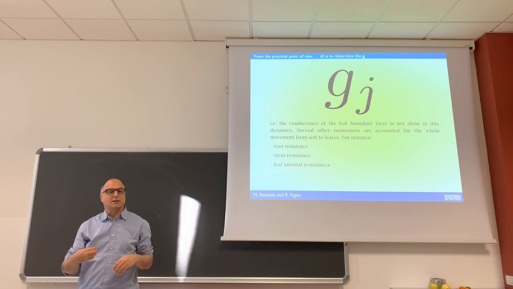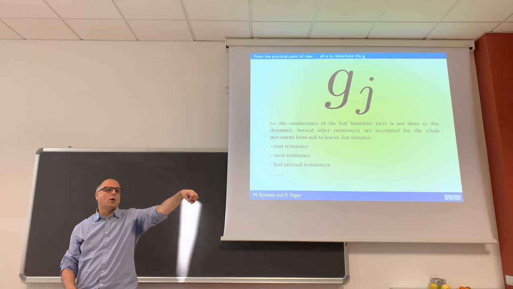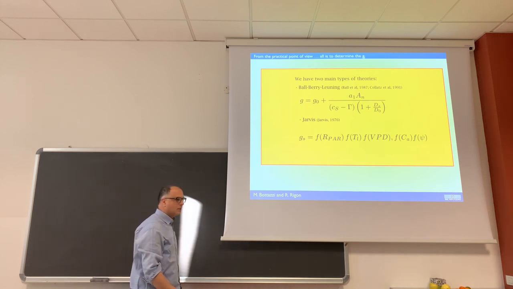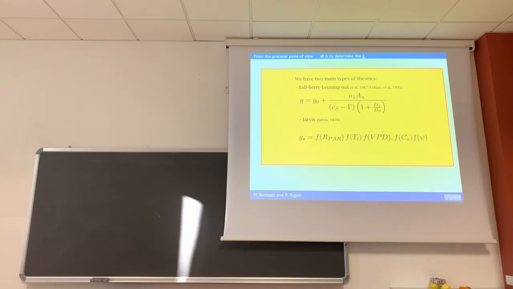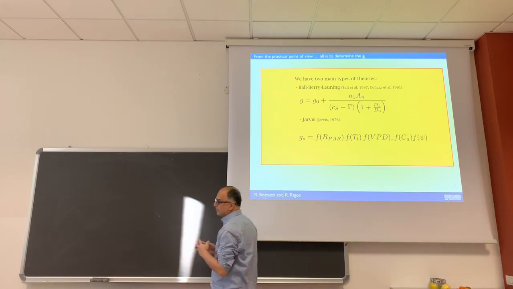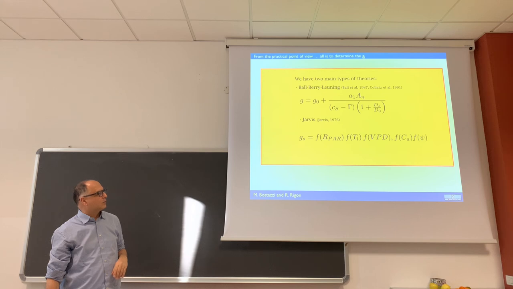Obviously, because each one of these resistances has its own physical reason, sometimes you have to take care of them. And one resistance is connected to the opening and closing of the stomata, which is the final controller of all the movement. The way that we usually calculate these resistances for plants is to use one of two large classes of models. One is called the Ball-Berry-Leuning theory, which is the one up there, and the other is the Jarvis type of theory, maybe Farquhar theory, which gives the resistance as a product of various functions.